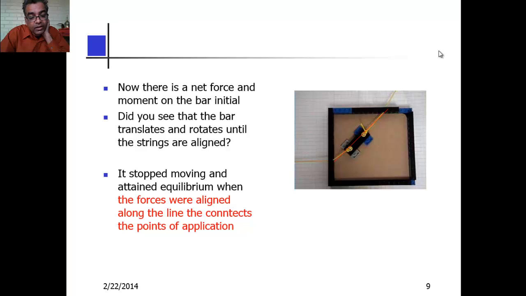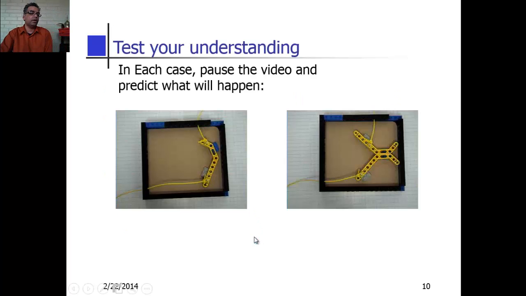Right? So in this case again, initially there was a net force and moment, and so it started to translate, and once it started to translate, it started to rotate also, until the forces became aligned. So the forces have to be aligned along the point of contact.